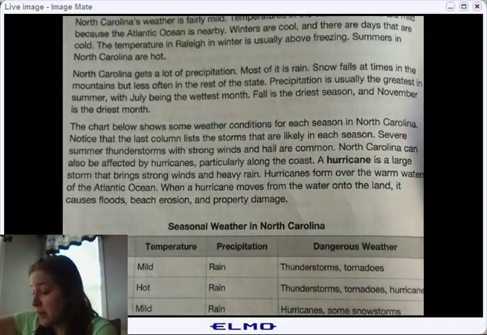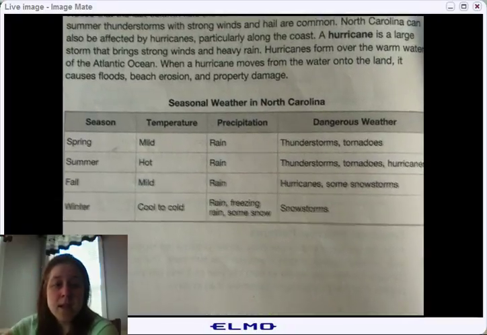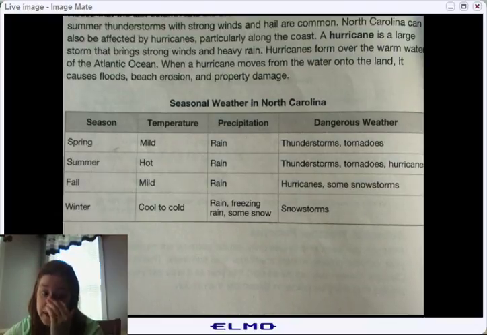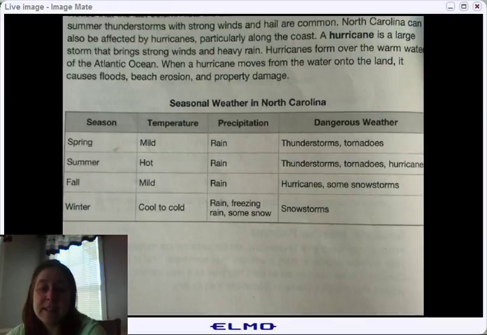So if you look right here, it says spring: mild, rain, thunderstorms, and tornadoes. We are known to have some tornadoes touch down. A couple years ago, we had some in Cumberland County. So you can see in spring and summer, we're most likely going to see tornadoes. Our fall is really when we're going to start seeing our hurricanes.